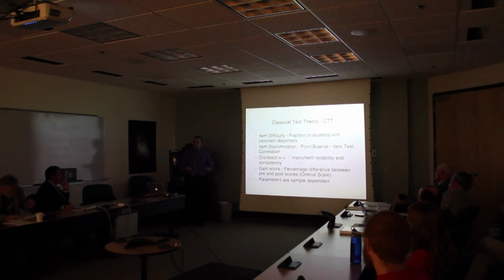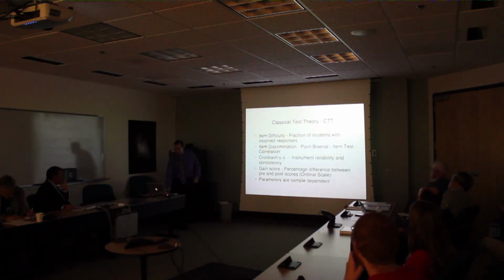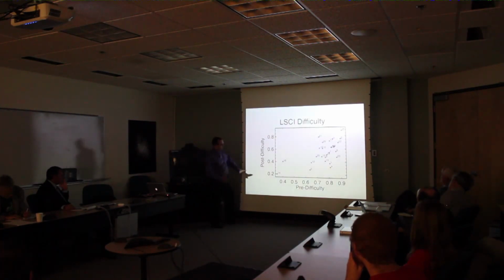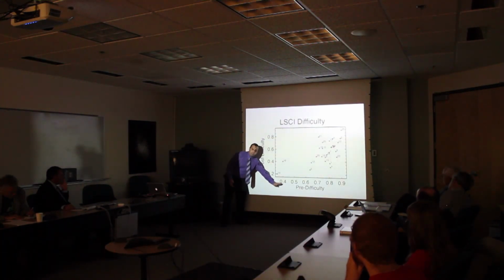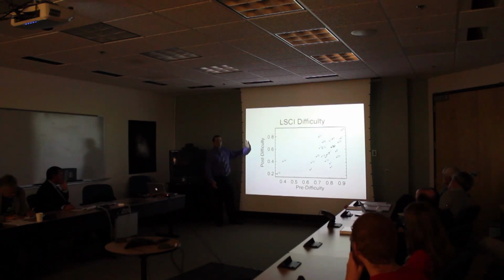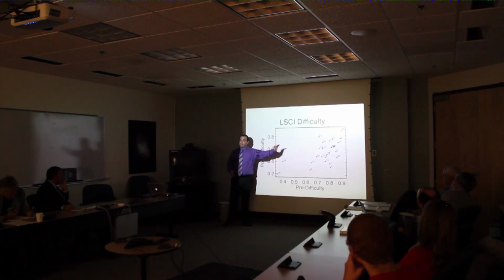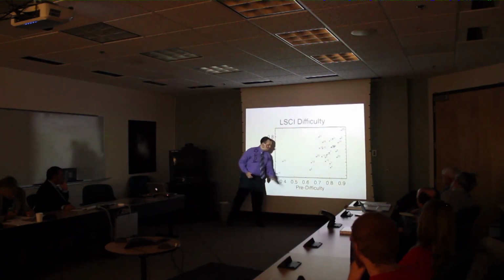So there are downfalls to this, but it was the first part of the study that would lead us on to other models that come after this. So we can look at the LSCI difficulty. Now these are slightly confusing to read, but basically the pre-parameters are on the x-axis and the post-parameters are on the y-axis. So in this case, we're looking at difficulty. And if we wanted an item to improve, that we've taught something, that means that we should have a higher pre-difficulty and a lower post-difficulty.